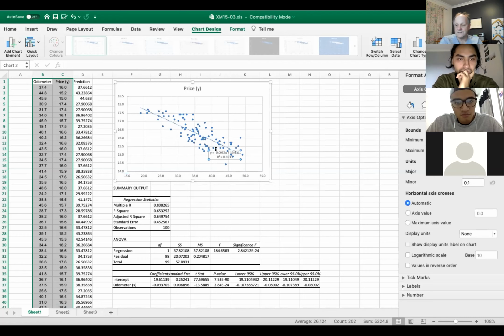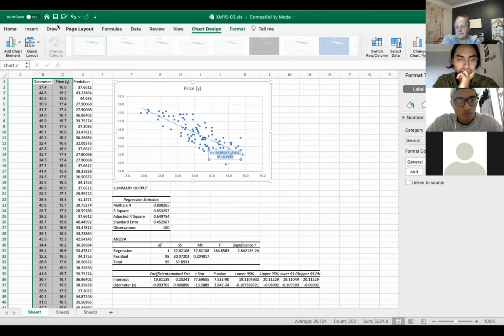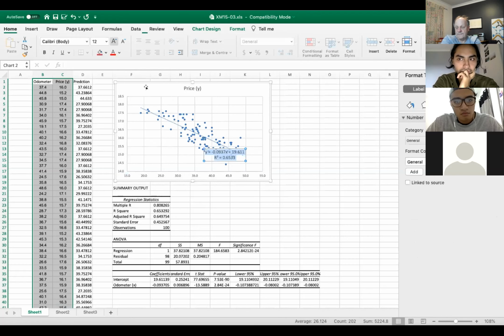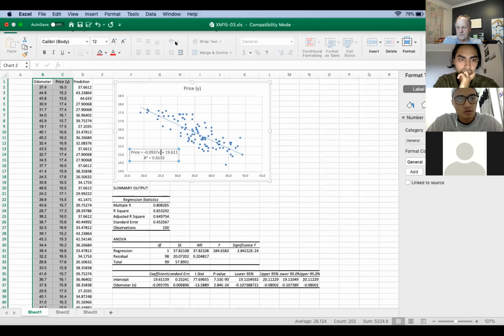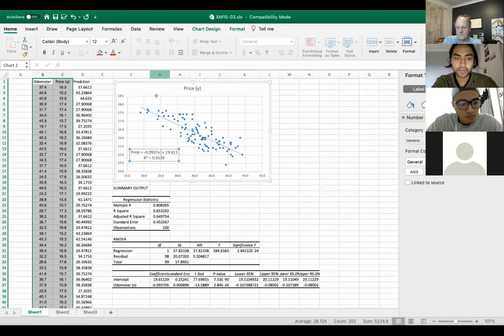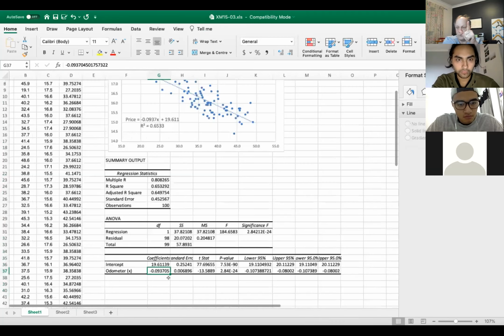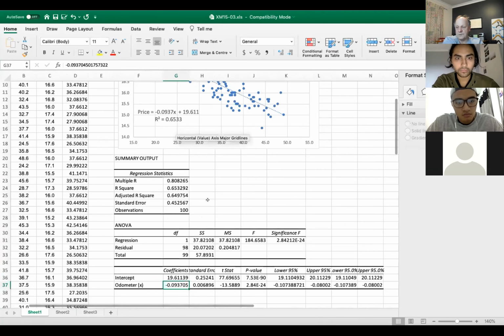Right, and now if you look at that equation, you can see how it relates to what we got at the bottom. Can you see that? So the slope, which is minus 0.0937, can you see there at the bottom in G37? Put your cursor in G37. Can you see that number is the same that you've got in your equation? Yeah. And the 19.61 is the same as in your equation.